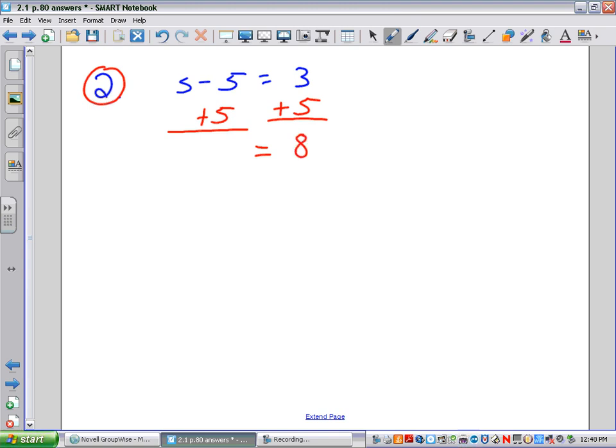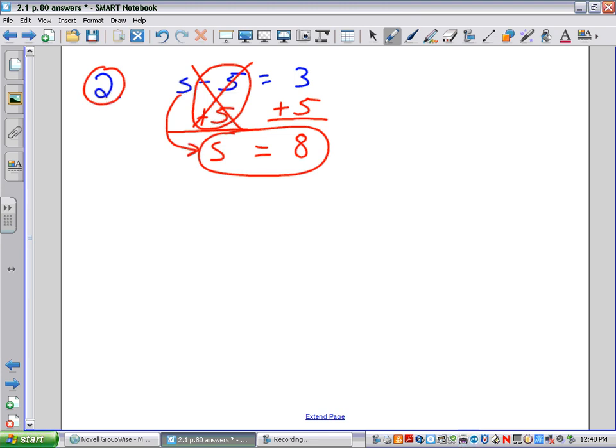3 plus 5. Then over here, these two right here, that's a minus 5, also called a negative 5, same thing. Negative 5 plus 5 is 0. So really, that's gone. That's 0. And I just have this s right here to bring down. So my answer is s equals 8. We said 8 was the answer. Did that in our heads earlier.